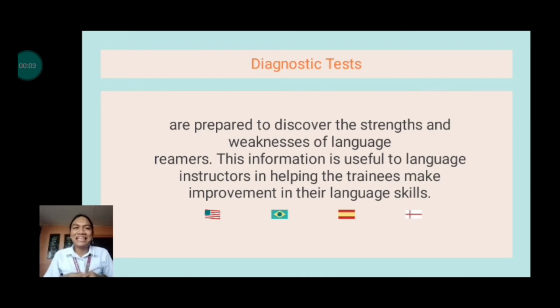The next one is diagnostic tests. Diagnostic tests are prepared to discover the strengths and weaknesses of language learners. This information is used by language instructors in helping the trainees to make improvements in their language skills. Diagnostic tests are basically sets of written questions to assess a learner's current knowledge of a topic to be studied. For example, I am your teacher and I am about to discuss a grammar lesson next week. So I will give you a diagnostic test to determine your strengths and weaknesses in grammar.